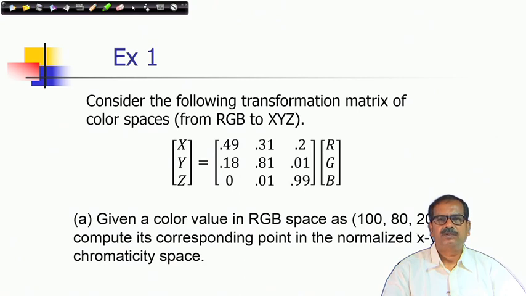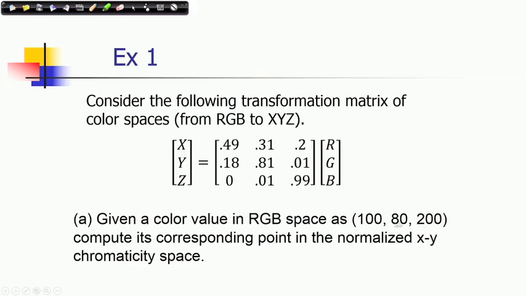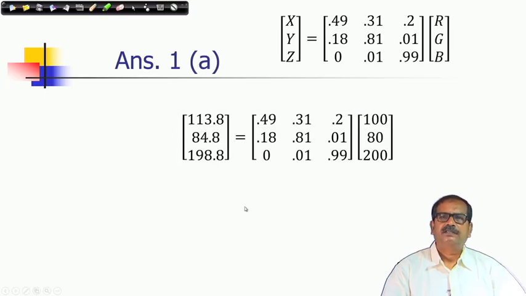It will show you those computational steps, so if you can solve this particular problem. The statement says to consider the following transformation matrix. This is the RGB to XYZ transformation matrix. Given any RGB color, you can convert it to XYZ. First, given a color value in RGB space, this 3-vector representation 100, 80, 200, compute its corresponding point in the normalized XY chromaticity space. This is very straightforward.